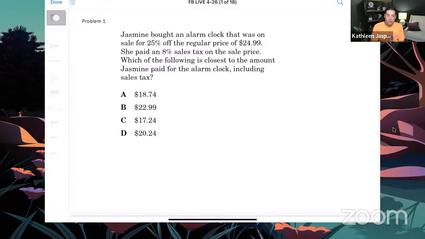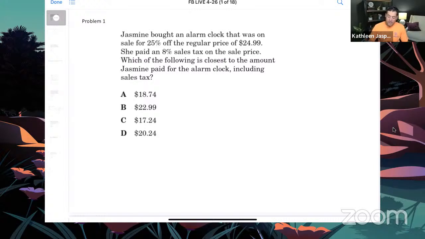All right, so here's our first problem. First problem says Jasmine bought an alarm clock that was on sale for 25% off the regular price of $24.99. She paid an 8% sales tax on the sale price. Which of the following is closest to the amount Jasmine paid for the alarm clock, including sales tax?